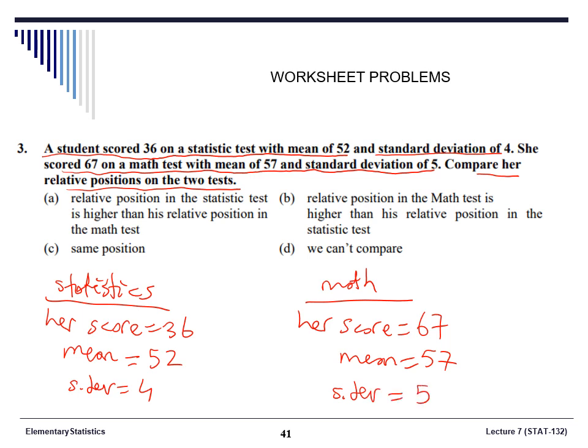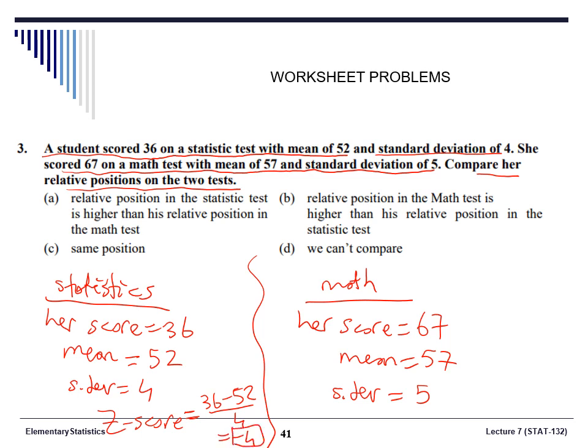So if you want to compare her position on statistics and math, you have to look at the z-scores of her scores. So it will be 36 minus 52 divided by 4, which is -4.